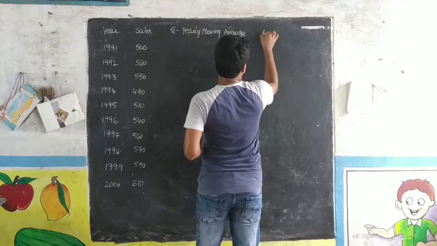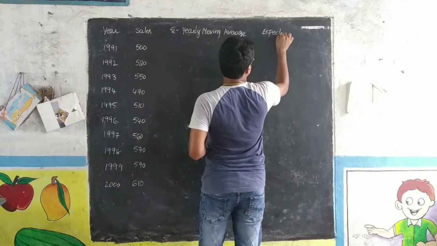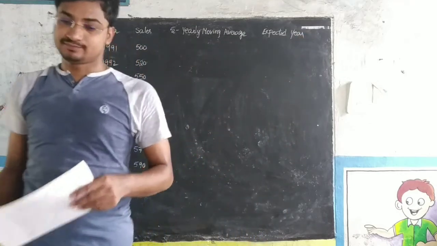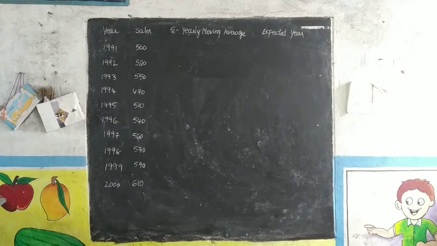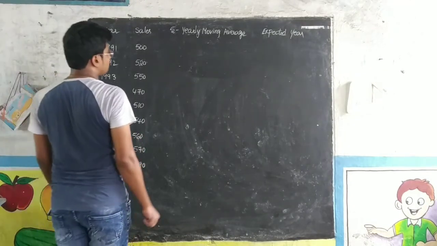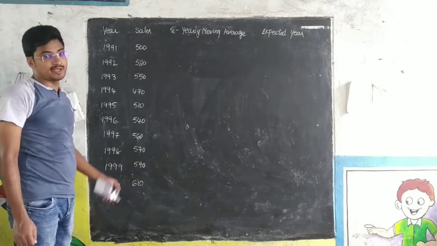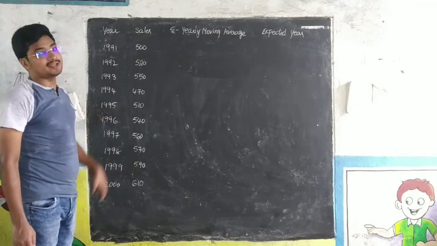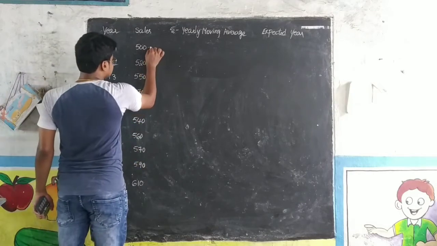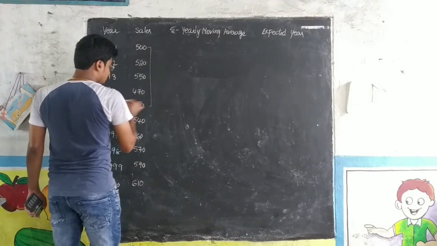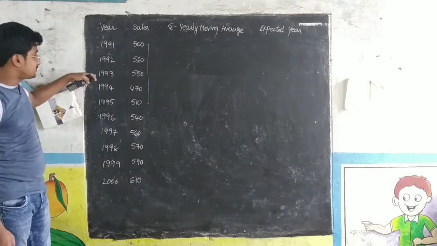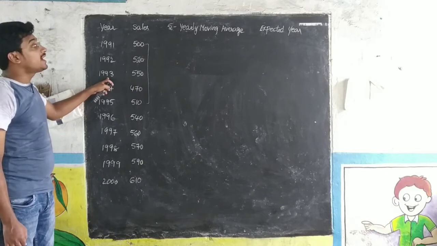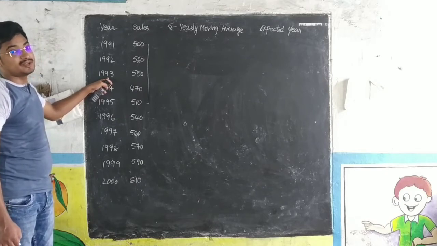And expected year, the last column is expected year. Now we have to calculate 5 yearly moving average values. Last problem was 3 yearly moving average, the average of 3 years sales. Now we have to calculate the average of 5 years sales. First 5 years. The middle year of the first 5 years is 1993. Place the average value at the middle year.